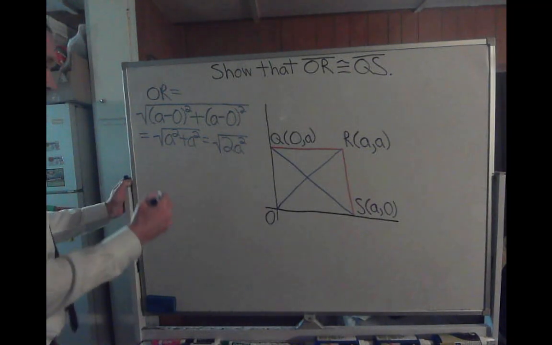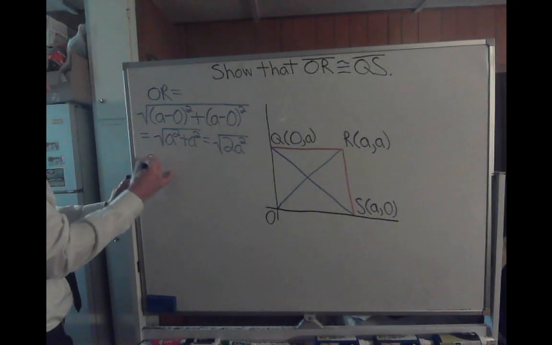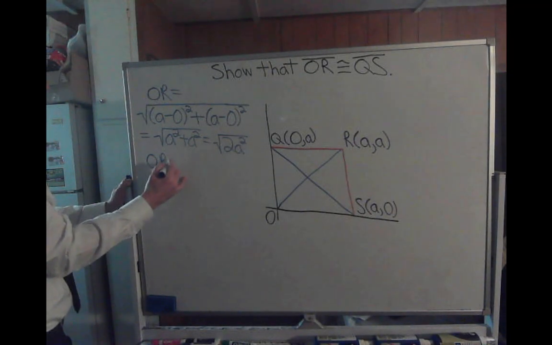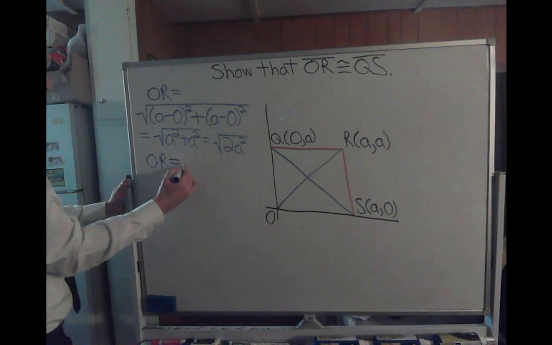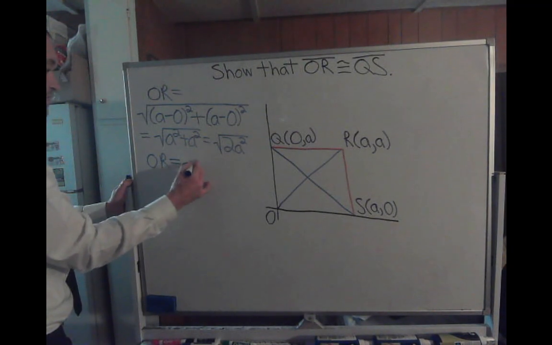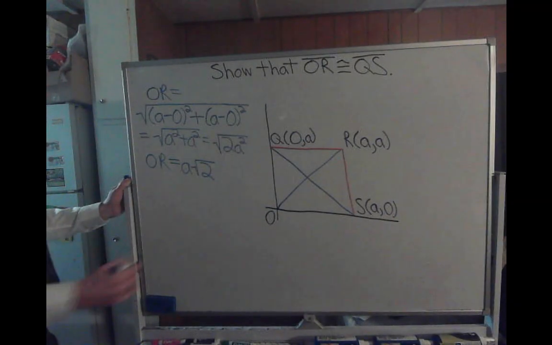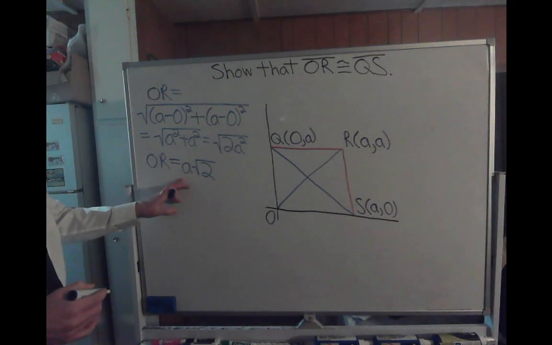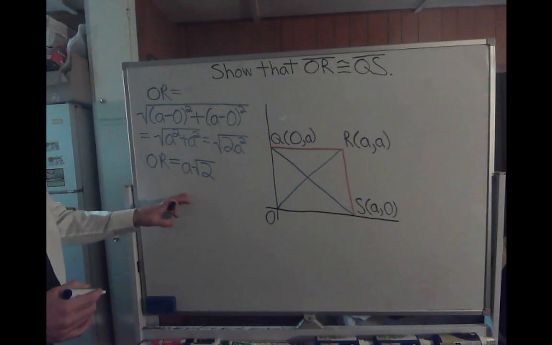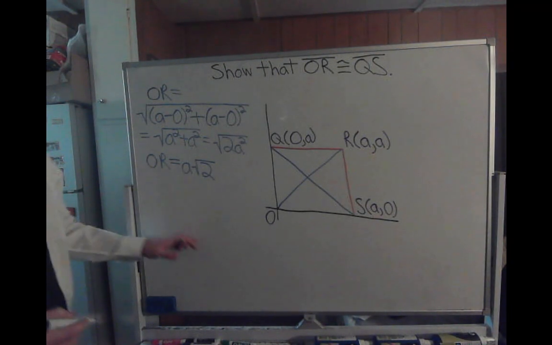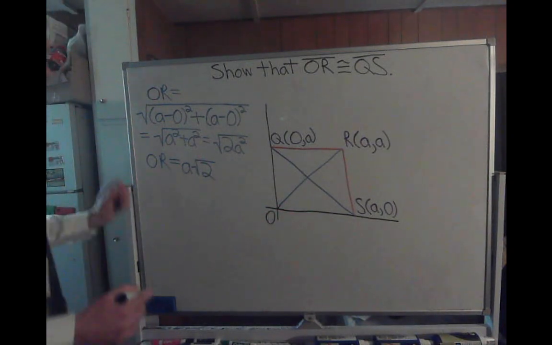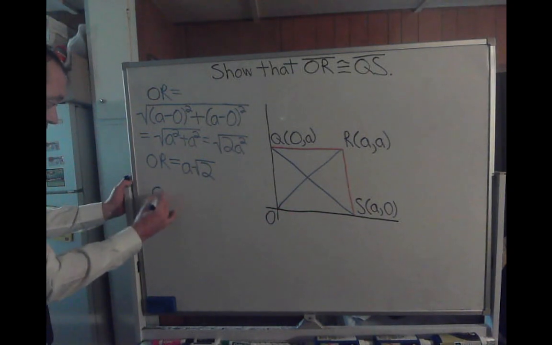Alright. Which means that OR has a length of A times the square root of 2. So OR would have a length of A times the square root of 2. Now we need to hope that QS has the same length. Let's deal with QS.